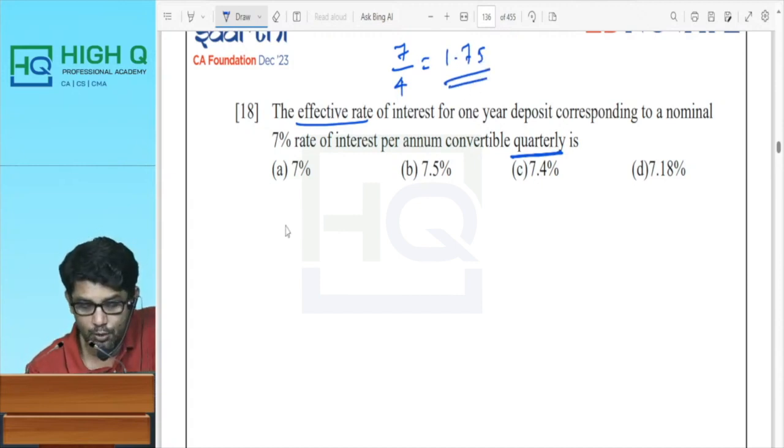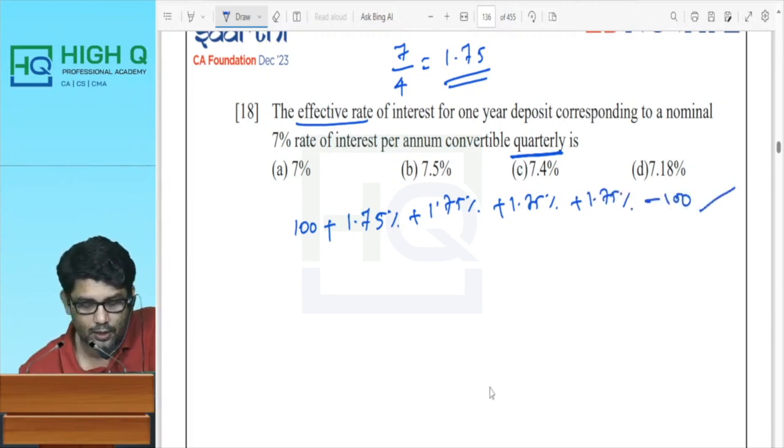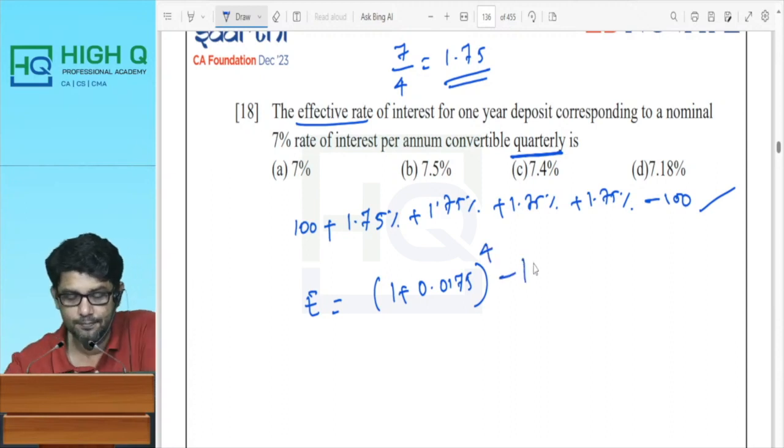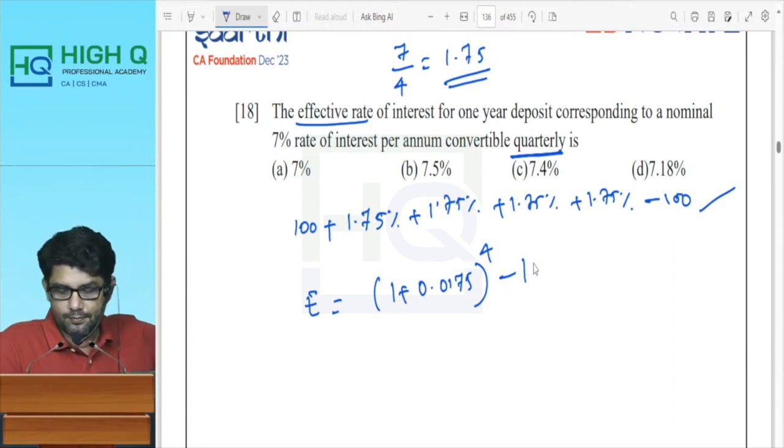So what you will simply do, if you are using calculator, 100 plus 1.75% plus 1.75% plus 1.75% plus 1.75% minus 100. This is one way of approach. By using formula, what you will do, 1 plus 0.0175 whole power 4 minus 1. What is the answer? Can you please tell me the answer, my dear?